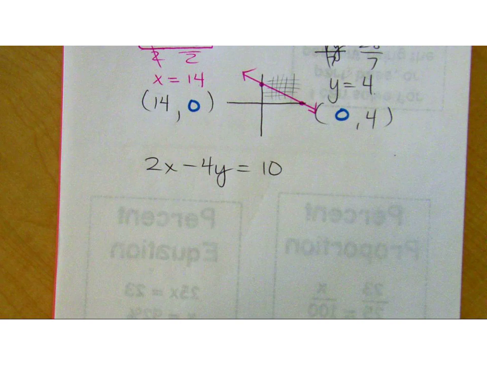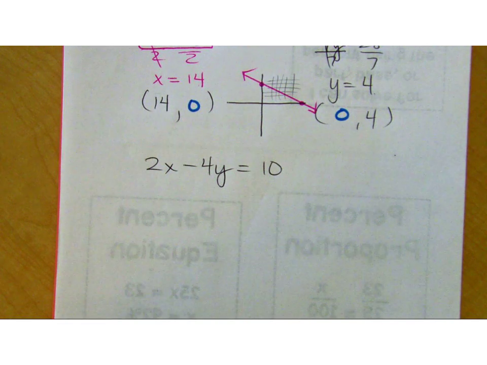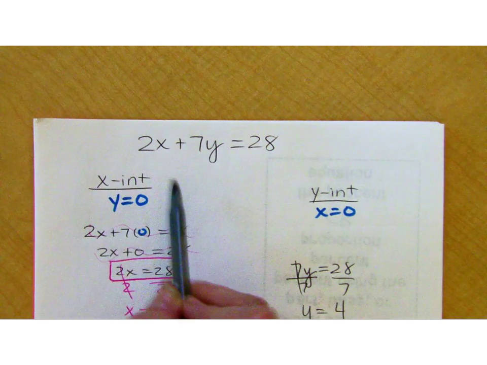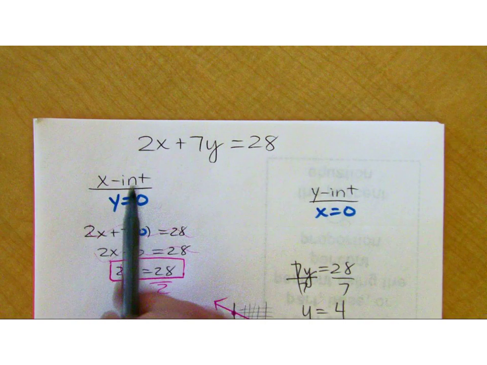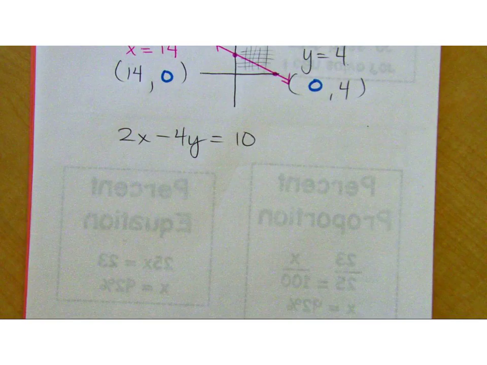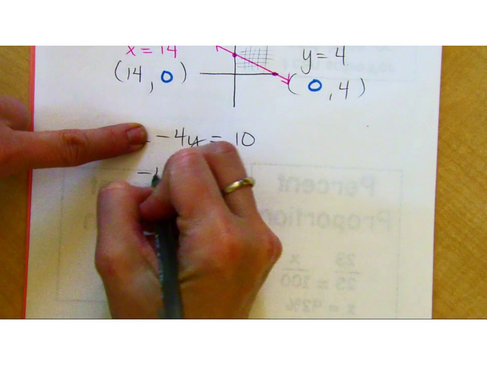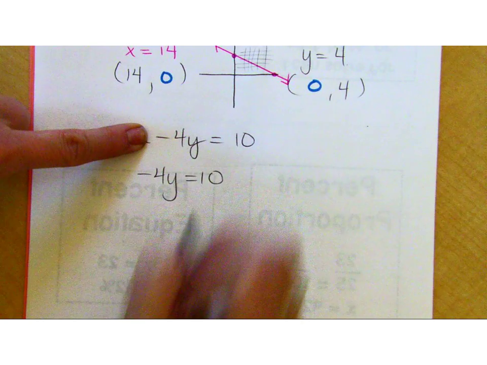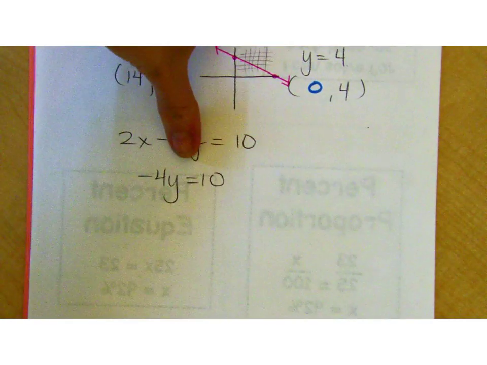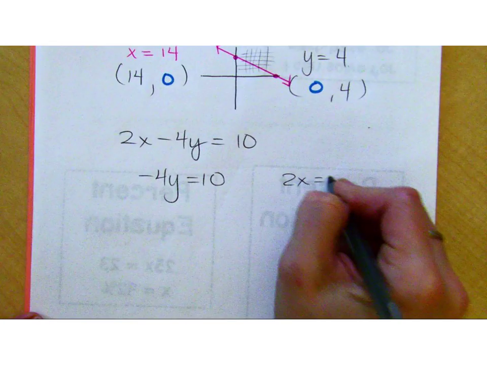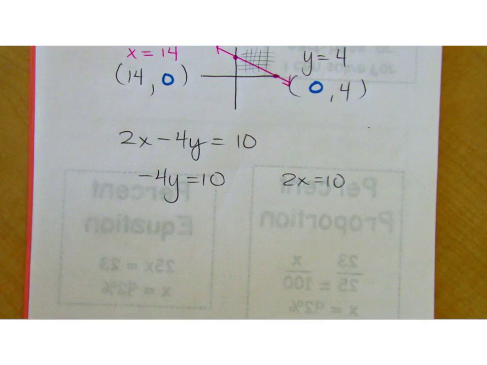I'm not going to make you write every single time that when x is 0, y is this. You don't need to write that every time. Okay? All you need to do is this. Cover that up. What is one equation that you see? -4y equals 10. Cover y up. Make it equal to 0. 2x equals 10. I set them both up before I even solve them. And then I just do quick solve, ordered pairs, graph.